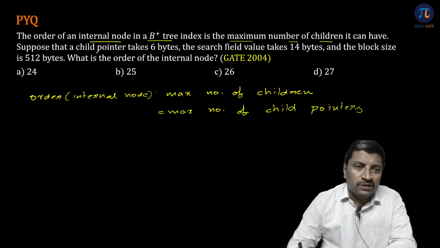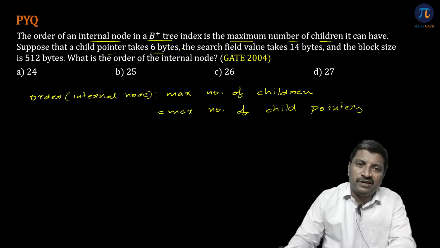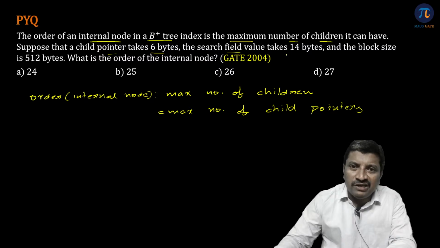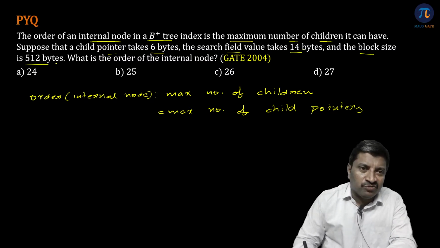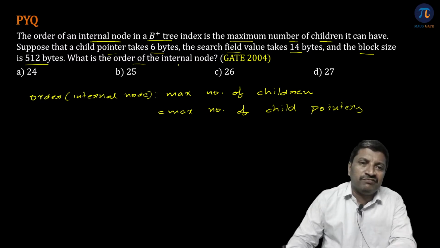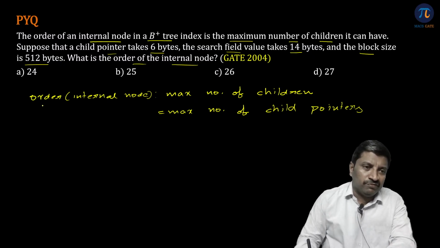Now what is the question? Suppose a child pointer takes 6 bytes, and the search field takes 14 bytes, and the block size is 512 bytes. What is the order of the internal node? So we need to find the order of the internal node.